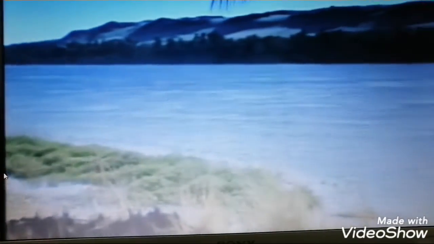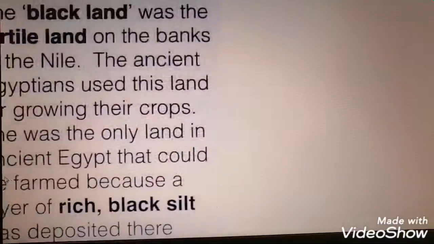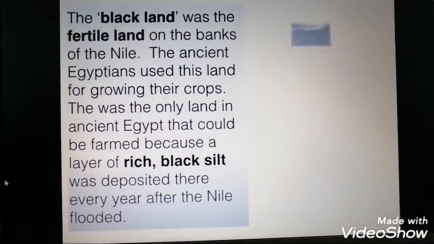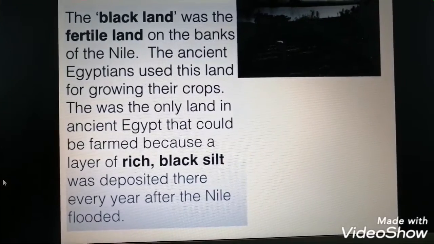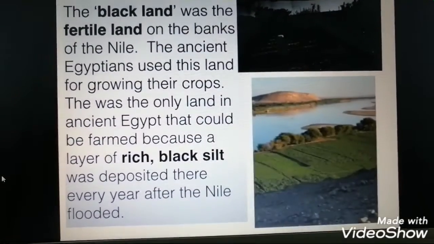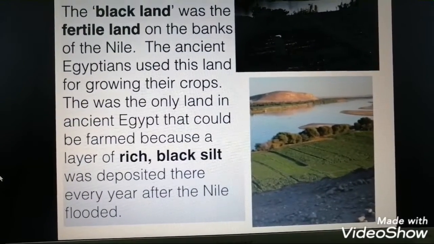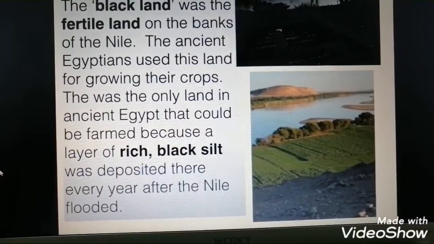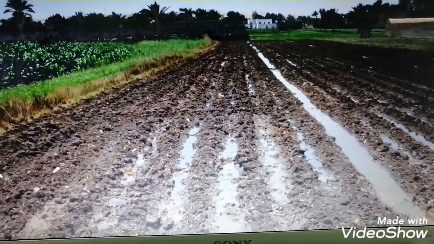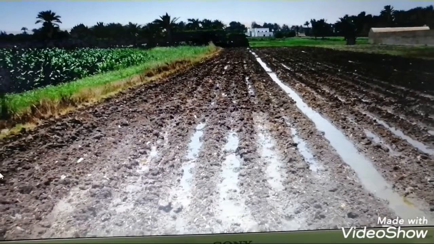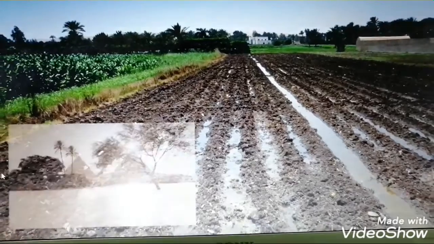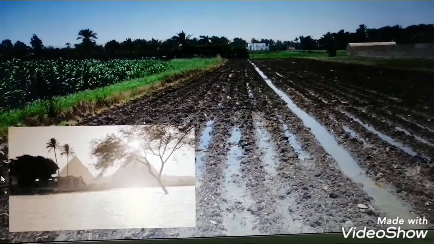The ancient Egyptians thought of Egypt as being divided into two types of land, the Black Land and the Red Land. The Black Land was the fertile land on the banks of the Nile. Ancient Egyptians used this land for growing their crops. This was the only land in ancient Egypt that could be farmed because of a layer of rich black silt that was deposited there every year after the Nile flooded.